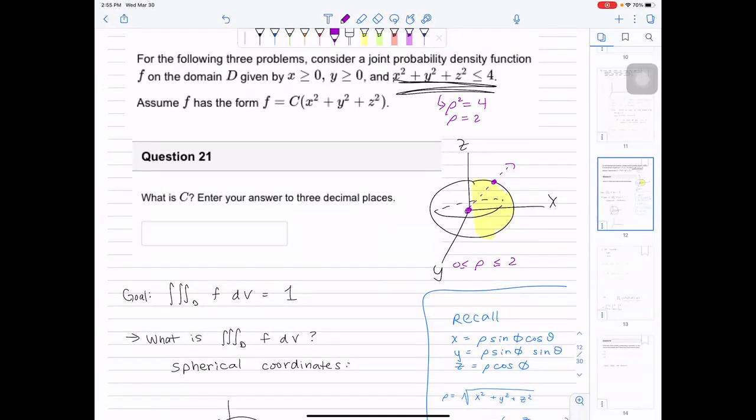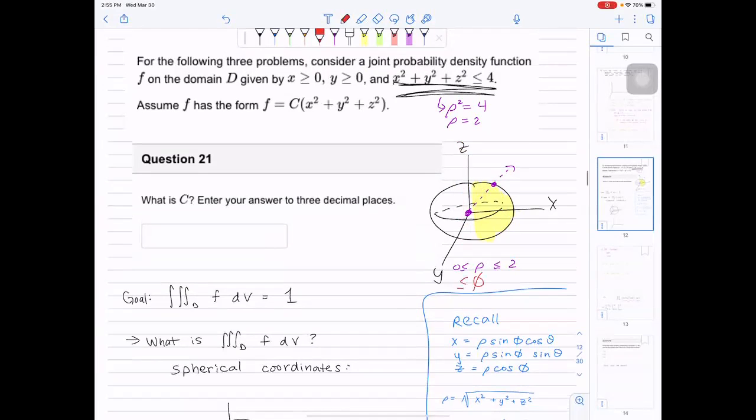What does phi go from? Well, we said that z can be positive or negative. So imagine phi with the positive z-axis, that's 0. So phi goes from 0, and you can go all the way to the bottom. So it's pi, because you could go all the way like 180 degrees.